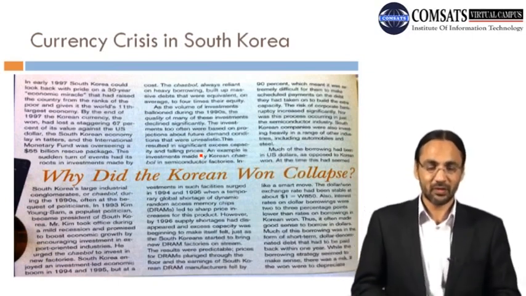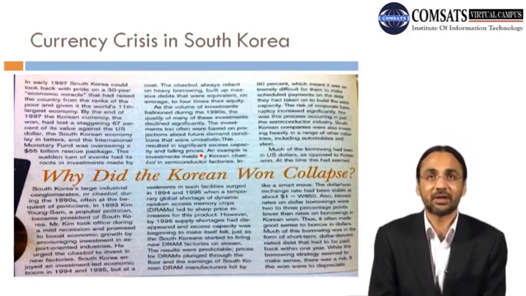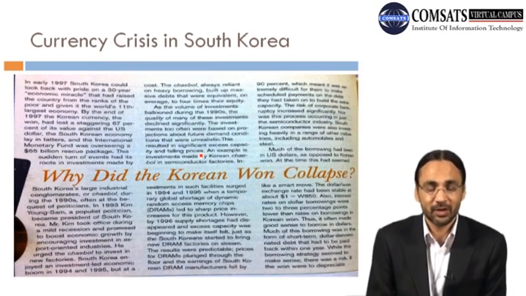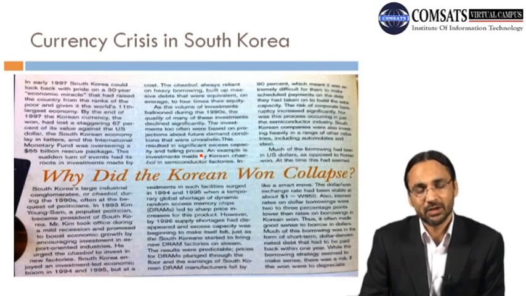Okay, this is one case study about South Korea, how the currency crisis started in South Korea. And this is why the Korean won collapsed. In this case study, again, exactly like the Thai baht, the same happened here.